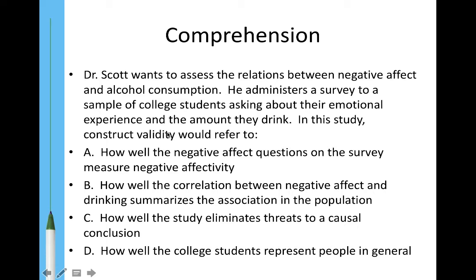A, how well the negative affect questions on the survey measure negative affectivity, B, how well the correlation between negative affect and drinking summarizes the association in the population, C, how well the study eliminates threats to causal conclusion, and D, how well college students represent people in general. Well, I hope that you can see that each of these 4 alternatives addresses one of the big 4 validities, and only one of those 4 concerns construct validity.